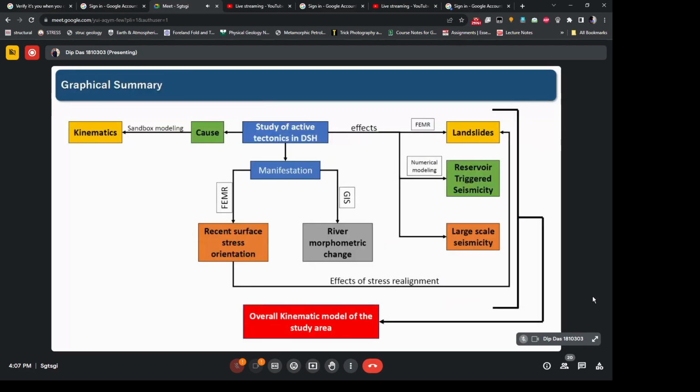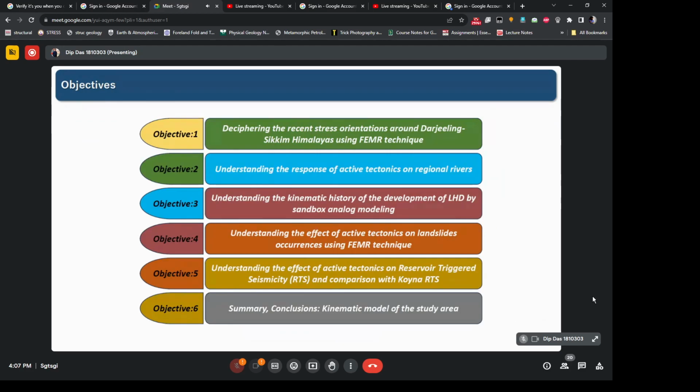Now, to understand the ongoing tectonism, I subdivided my study. I tried to understand the cause of the tectonism by using sandbox modeling. Then the manifestation of the active tectonics is studied with the recent surface stress orientation and river morphometric changes. And the effect of the active tectonics is studied through landslides and reservoir triggered seismicity. I didn't study large scale seismicity because it's another topic on its own. Combining the results from all these studies, I tried to give an overall kinematic model of the study area. To do that, I subdivided my study into 6 objectives. The first one is the recent stress orientation around the Darjeeling Sikkim Himalayan region using the FEMR technique.